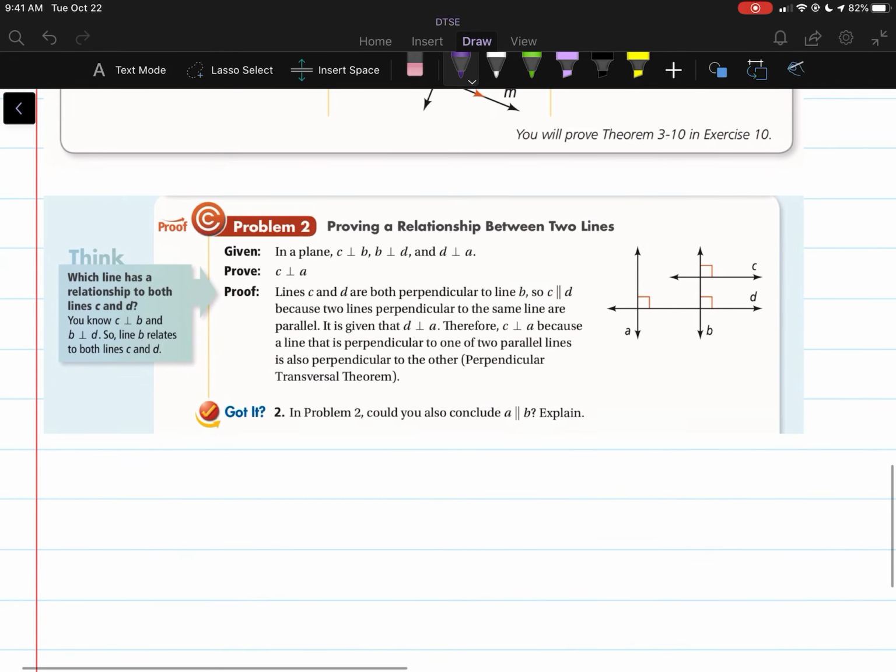So now we're going to use those theorems to prove the relationship between these two lines here. So in a plane, we know that all of these lines are perpendicular, except we don't really know C versus A right here, because it doesn't actually extend out there and show it in the diagram. So we have to prove that through theorems. We can do that because C and D are both perpendicular to B here. You can see C is perpendicular to B, D is perpendicular to B. And since those are two lines perpendicular to the same line, that means that these are both parallel.